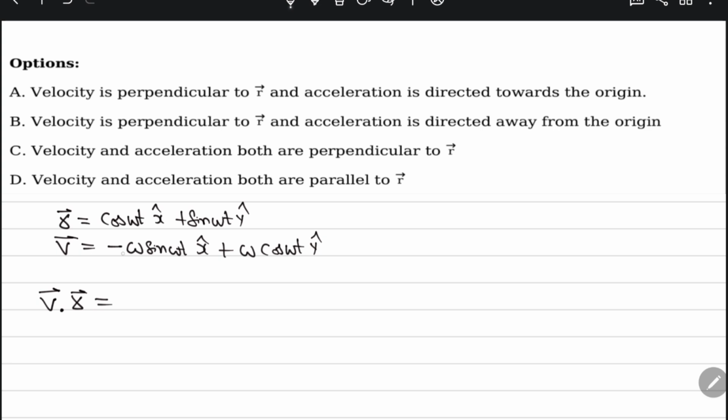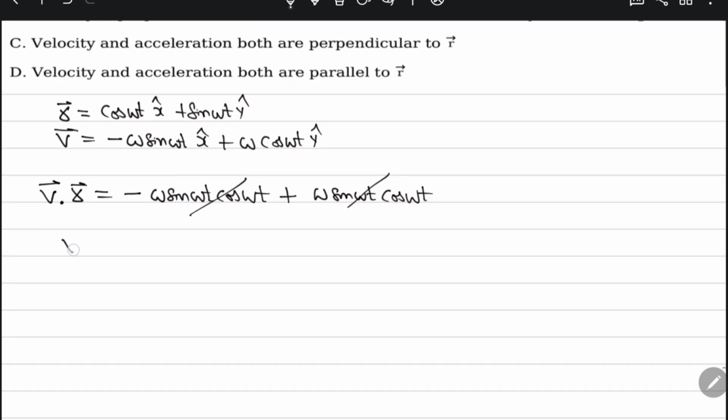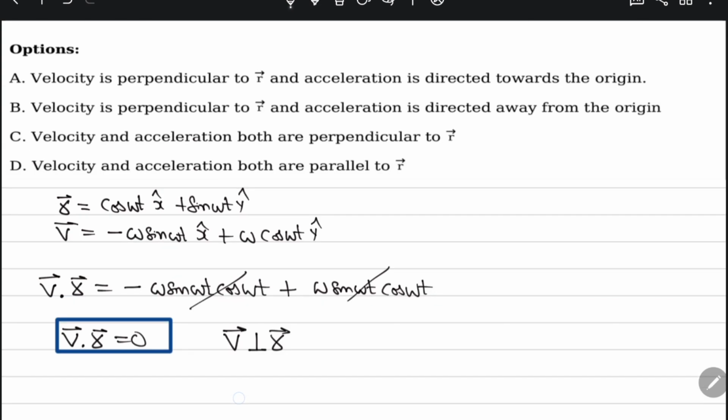If I take the dot product of it, that comes out to be minus omega sine omega t cos omega t plus omega sine omega t cos omega t. That comes out to be 0. Means we can say that the dot product of the velocity vector and position vector is equal to 0, means velocity vector and position vector are perpendicular, right?